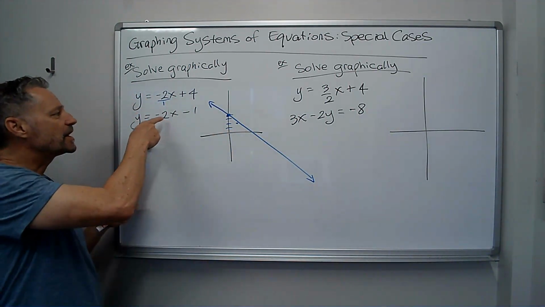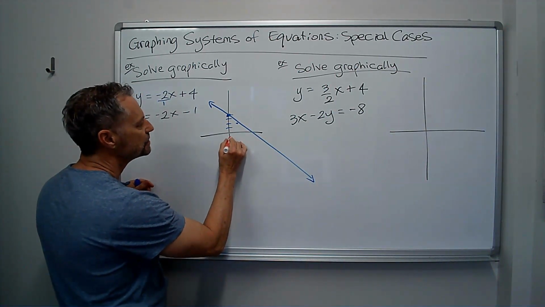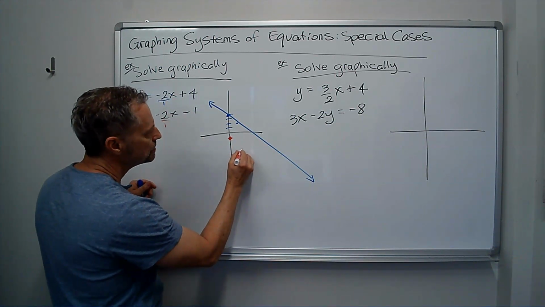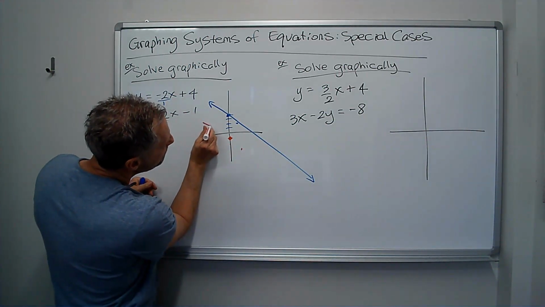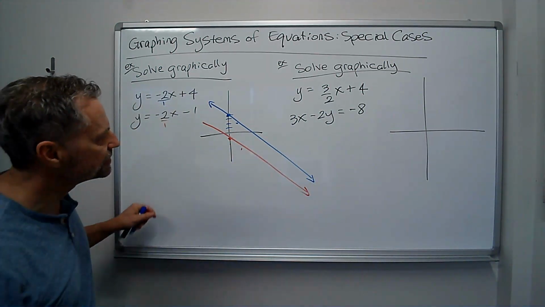The next graph, y equals -2x minus 1. So I go down to -1 as my y-intercept. I have the same slope, still down 2, right 1. Kind of missed that point. Let's draw that again. That was just not good.